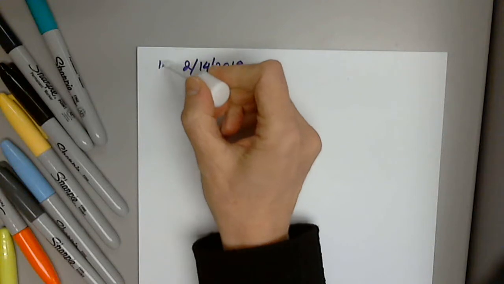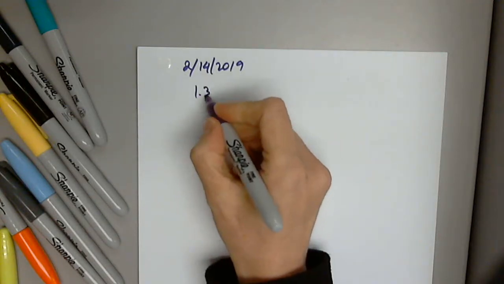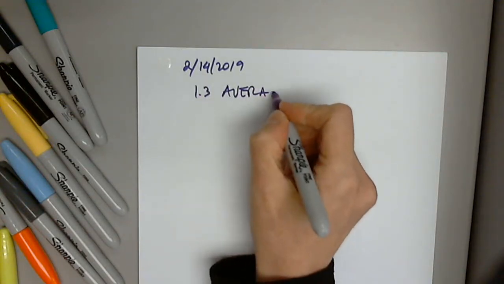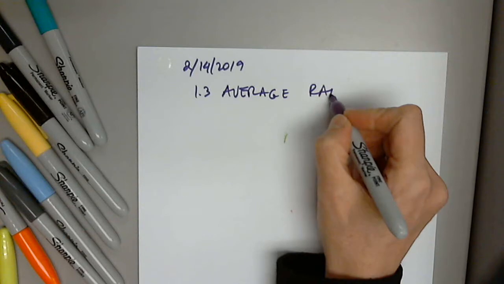Okay, so from algebra, we know what the average rate of change of a function between two points is, but let's talk about it again. So 1.3, average rate of change.